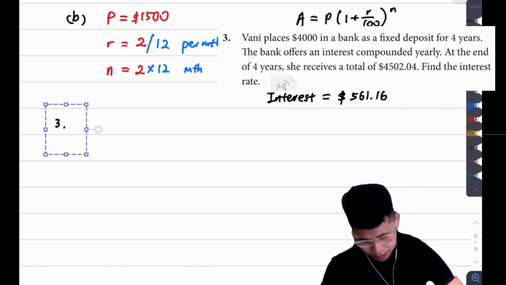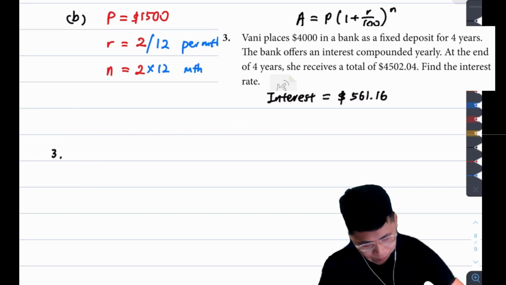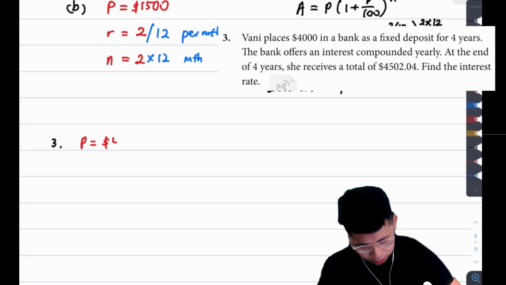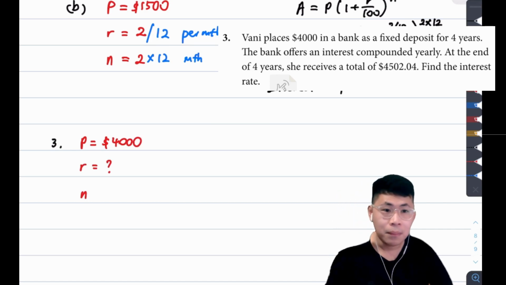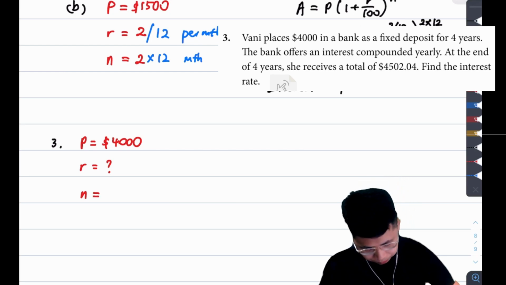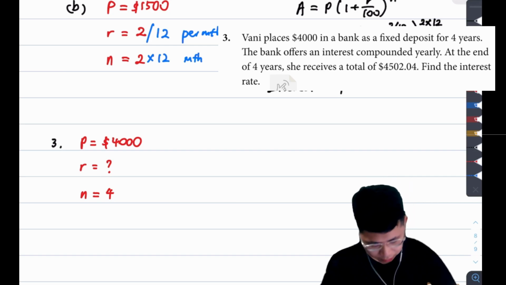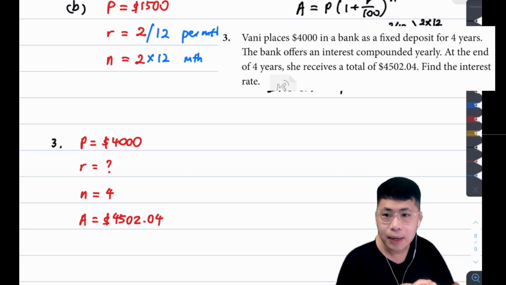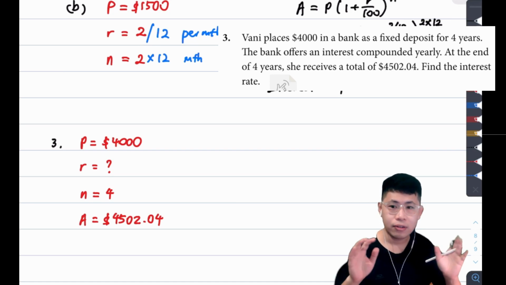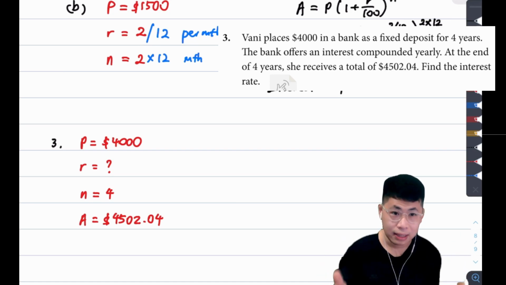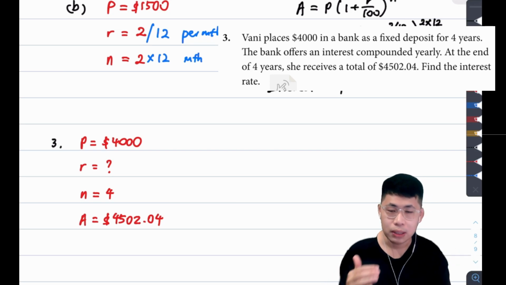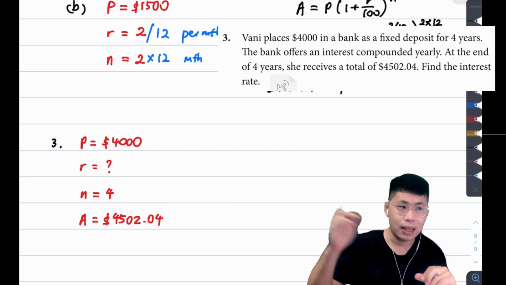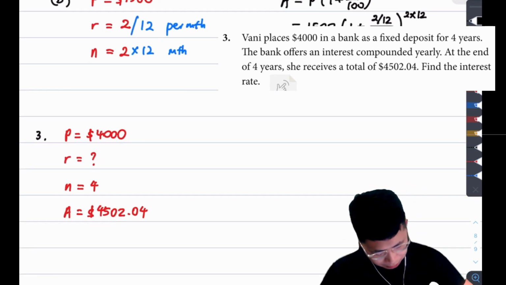Okay, nice. So for question 3, the principal amount is $4,000, right? The interest rate is something that we need to find. The number of years is 4 years, right? And she receives a total amount of 4502.04. Anything else that we have? Okay, and then just to confirm, we are compounding yearly, and the interest rate we want is per year. So there's no fancy gimmicks over here, unlike the part B earlier. So let us make use of our formula.